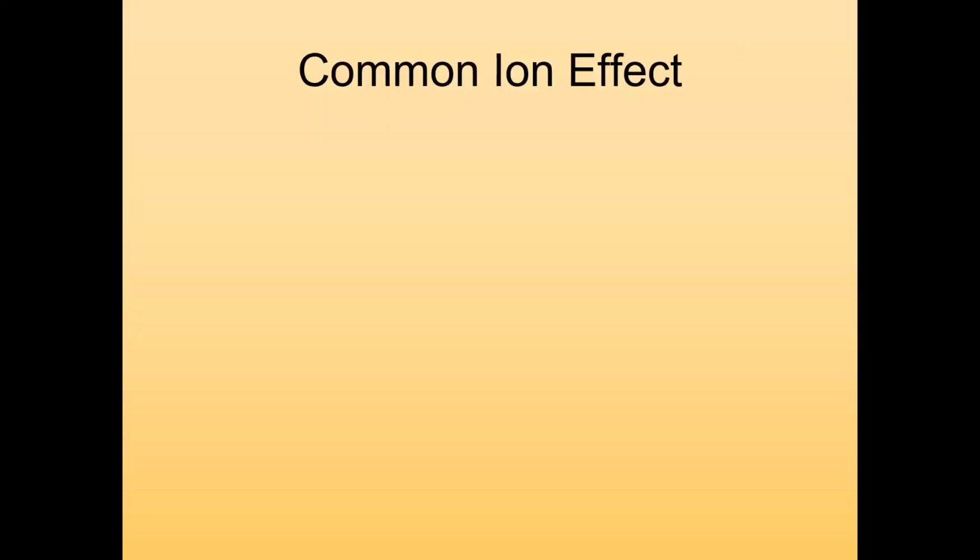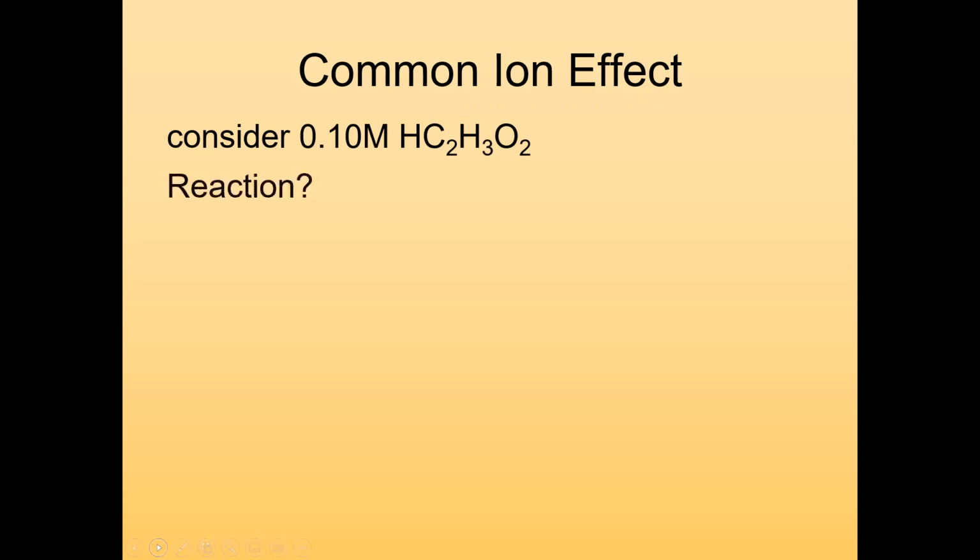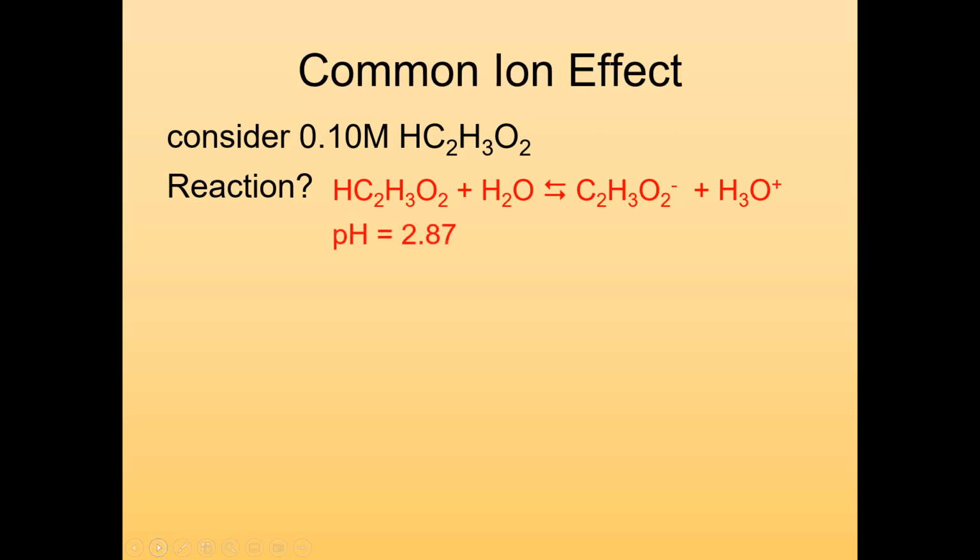Right, guys, so we're going to keep going. And one thing that we're going to deal with in acids and bases is the common ion effect. If we're looking at something like acetic acid or vinegar, the overall reaction is acetic acid in water produces acetate ions and hydronium ions. And we could use the Ka and figure out the pH of this to be approximately 2.87.